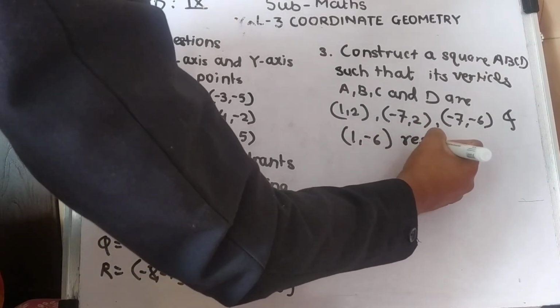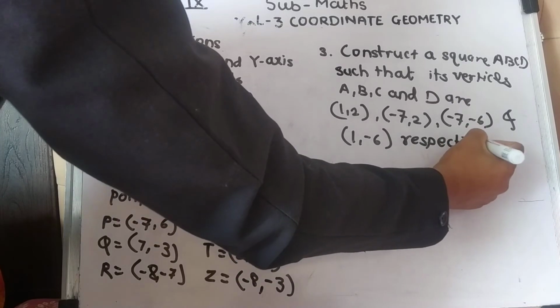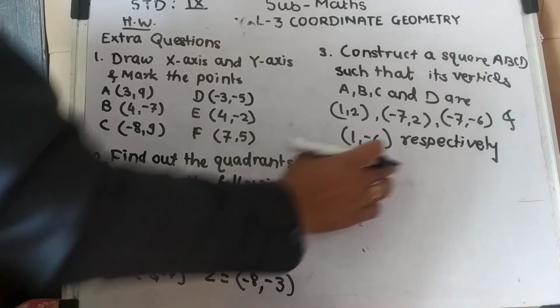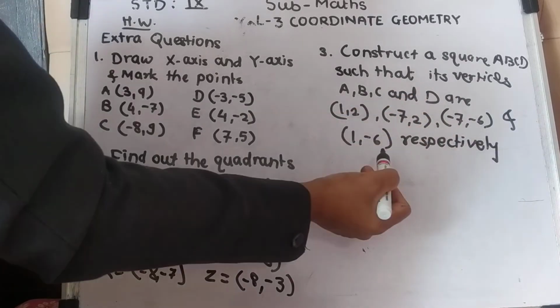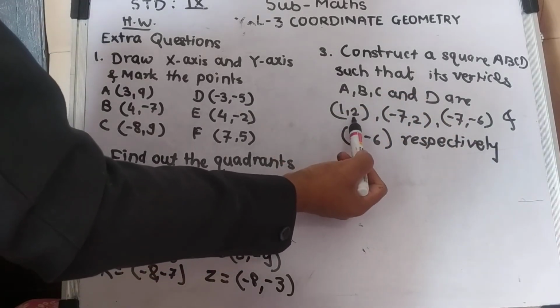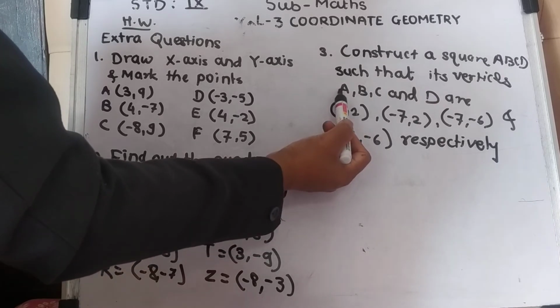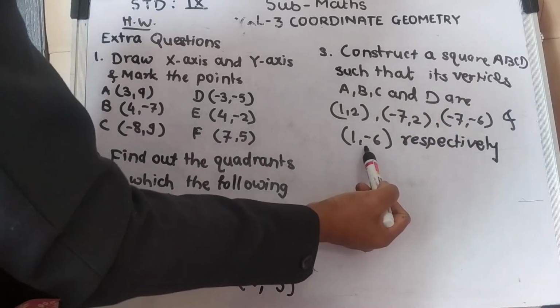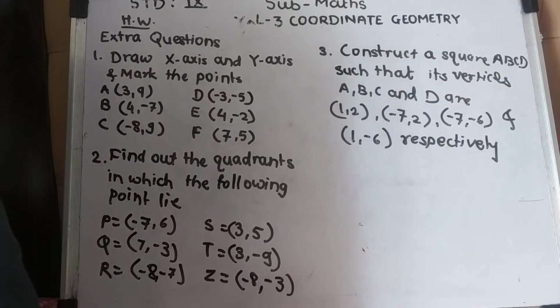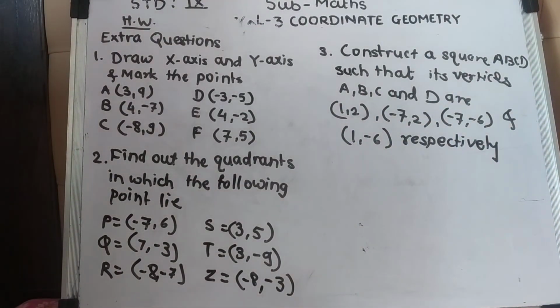respectively. This word respectively, now you may know what respectively means. I have first written A B C D, and directly I have written the points. Means the first bracket or the first coordinates belong to A, then the second is for B, then this is C, and these are D. So in this way just solve the whole exercises. Total 3 exercises are there, and these extra 3 questions, solve them in your notebook. Thank you.